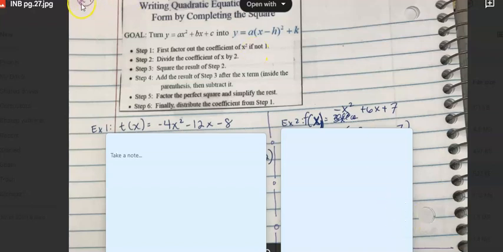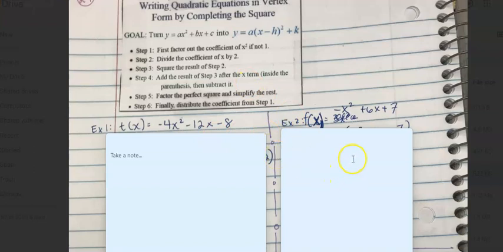All right, for page 27, if you will, please cut out this piece of paper and paste it at the top here. It is your steps for writing quadratic equations in vertex form by completing the square. So what we want to do is go from standard form, ax squared plus bx plus c, to vertex form, which is a parentheses x minus h squared plus k.